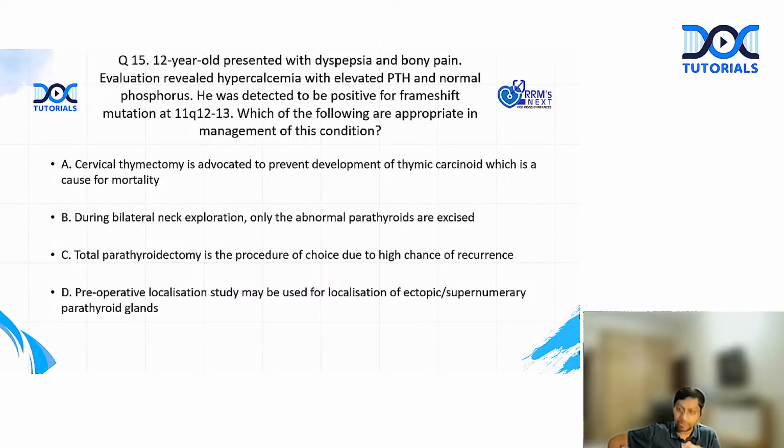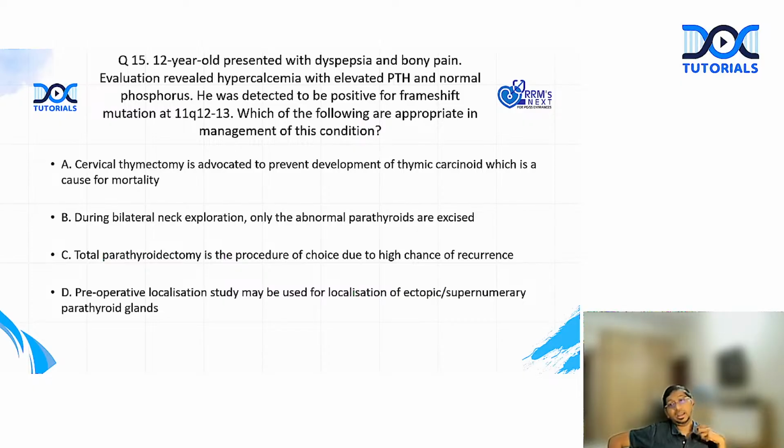Both options are available. Subtotal is what is more commonly done, more preferred, because it reduces the chance of permanent hypoparathyroidism. Total parathyroidectomy has a higher chance of permanent hypoparathyroidism, but has a lower chance of recurrence. So more people do a subtotal parathyroidectomy as against a total parathyroidectomy with an autotransplantation. Now, the last option: preoperative localization studies may be used for localization of ectopic or supernumerary parathyroid glands. So that is the correct answer in this question.